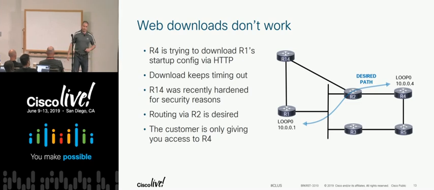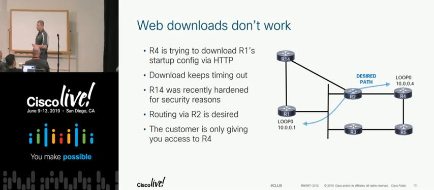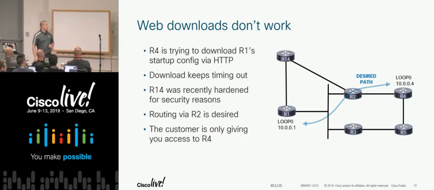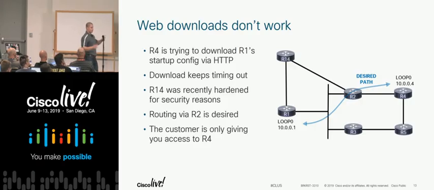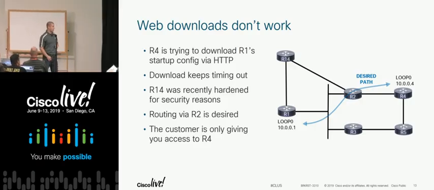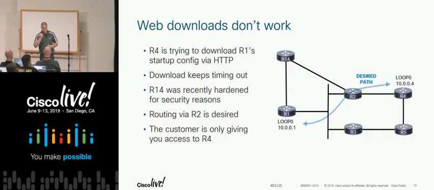Okay, let's jump into a problem, because this is troubleshooting OSPF, and I'm already sick of PowerPoint. So here is our situation. I'll let you read it. So we're kind of zoomed in on the center of the diagram here. We've got these six routers. We are trying to do a web download from R1 to R4, and it's not working. And we recently updated R14 and did some hardening on it, and it just doesn't work.